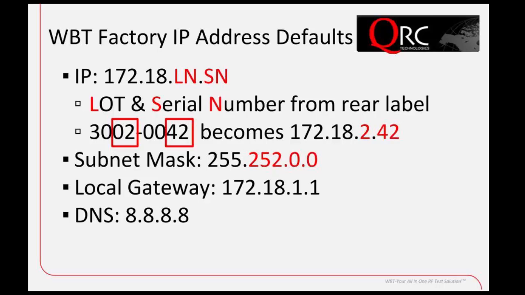So for device number 300242, it would be 172.18.2.42. There's also a default subnet mask of 255.252.0.0 and the local gateway 172.18.1.1, and the DNS is dummied out at 8.8.8.8.